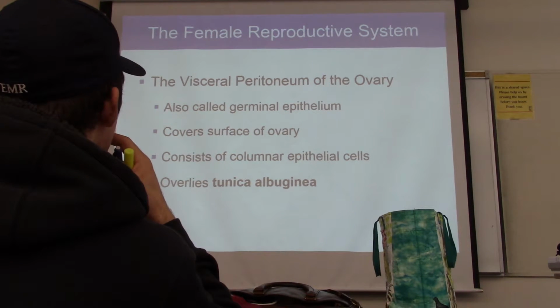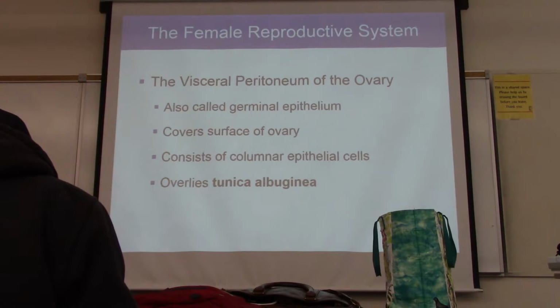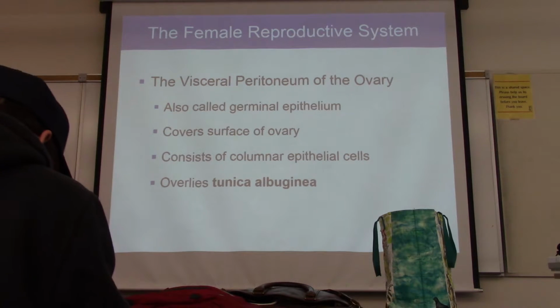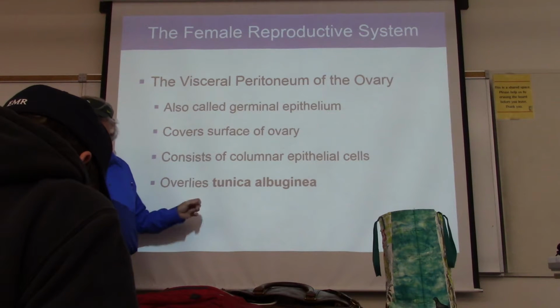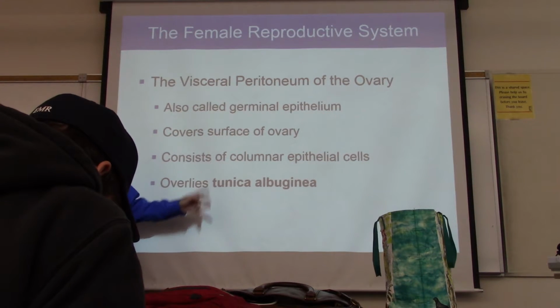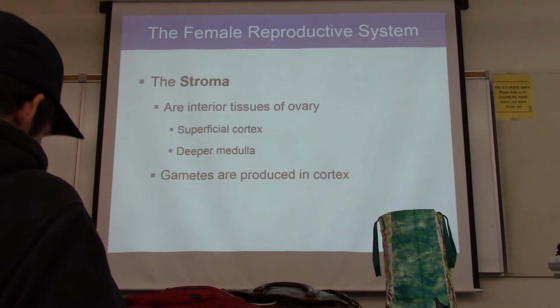It's not really very thick, and it overlies the tougher outer layer of the ovary called the tunica albuginea. Now, the tunica albuginea in a male on the outside of the testicle is incredibly tough, incredibly tough. In the female, it's not near so tough, but it's a bit tough. It's whitish, and there you go.